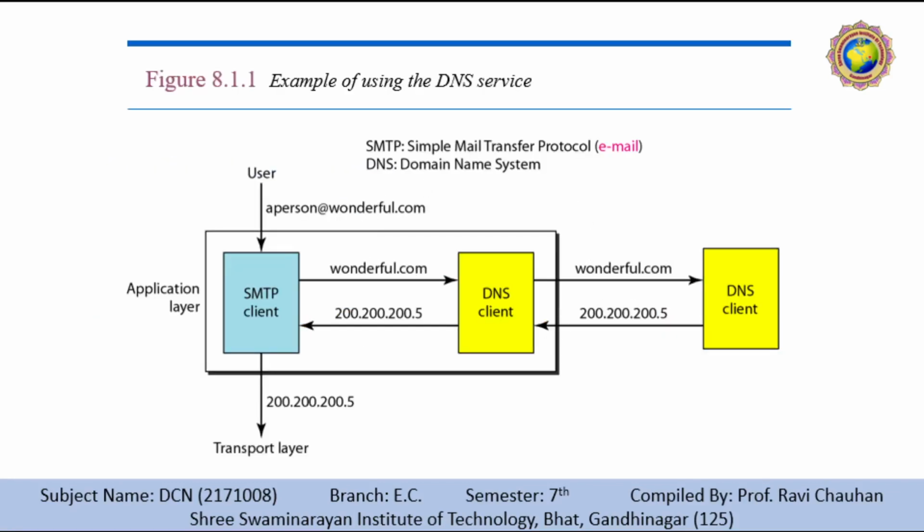The following figure shows an example of how our DNS client-server program can support an email program to find the IP address of an email recipient. A user of an email program may know the email address of a recipient. However, the IP protocol needs the IP address. The DNS client program sends a request to the DNS server to map the email address to the corresponding IP address.